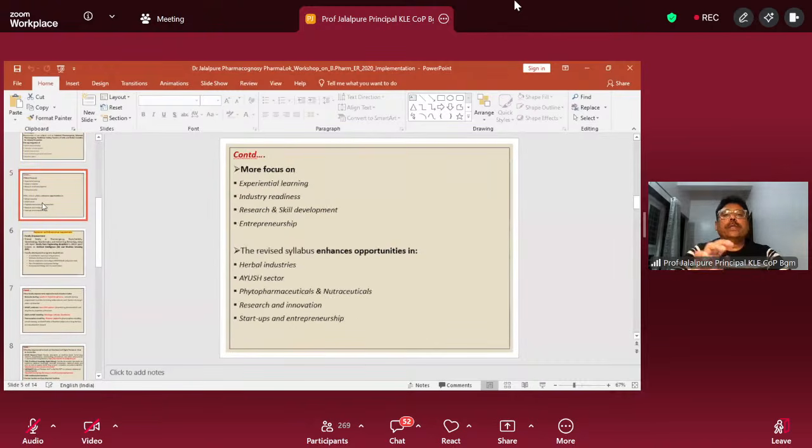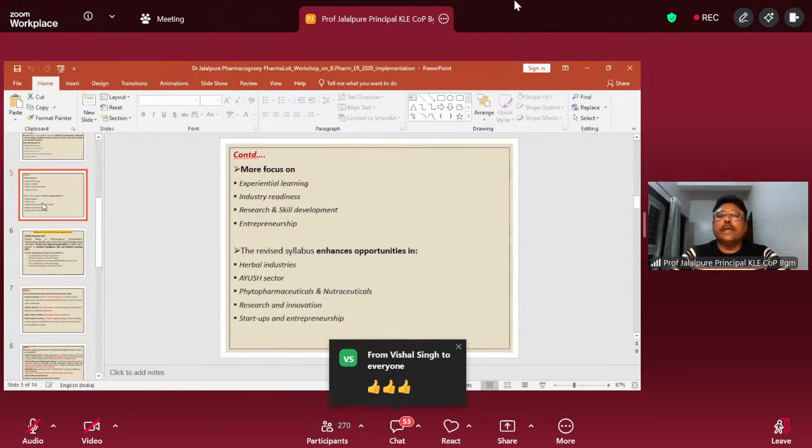So in continuation to this, more focus is given to experiential learning. The previous speaker also told that. Not only in pharmacognosy, the entire syllabus is designed in this fashion, with industry readiness. So that aspect has been given in the syllabus. Our product should be ready to use in the industry, and early research has been introduced in the syllabus with respect to the pharmacognosy subject. And entrepreneurship: our students should not be job seekers, they should be job providers. So that approach is there in the syllabus.